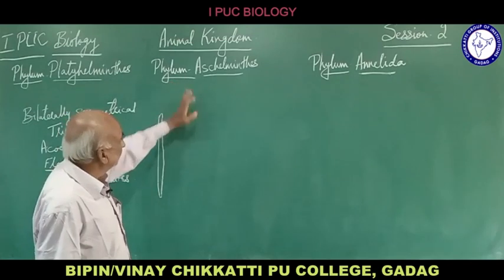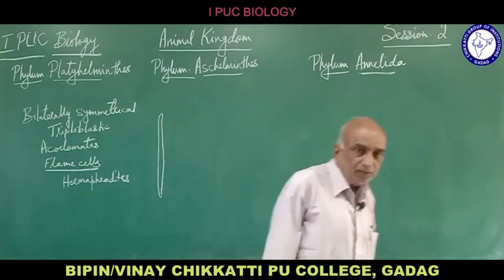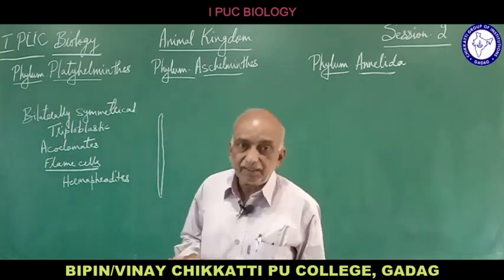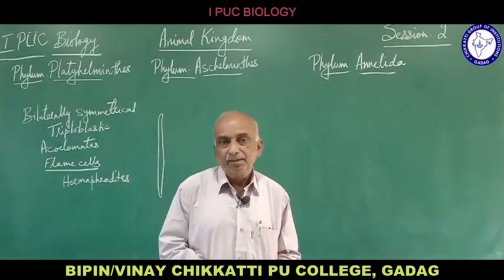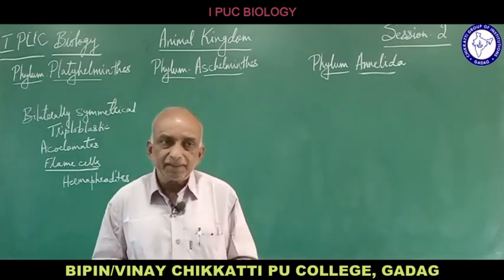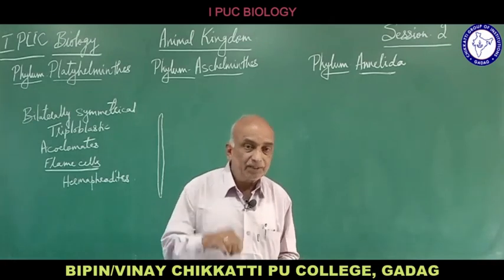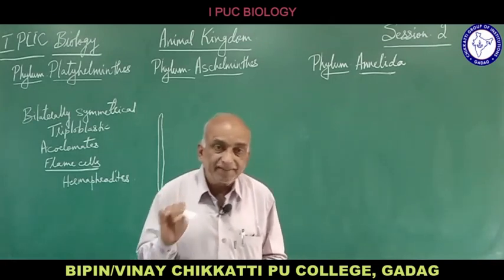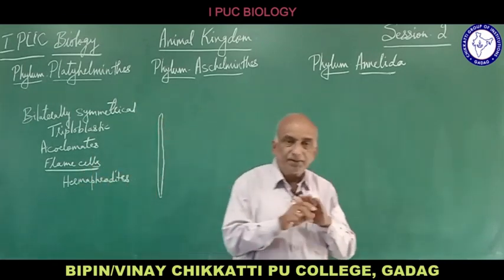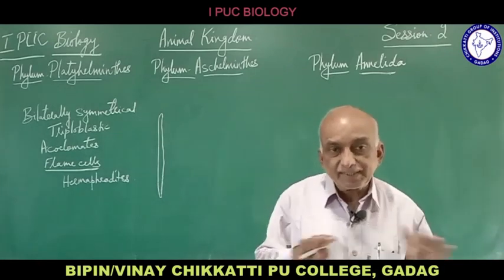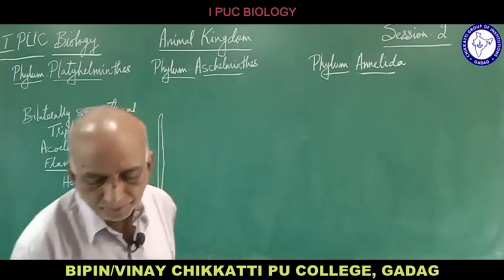Now in Aschelminthes, the body is covered by a thick cuticle which is well protected, and it is resistant to enzymes. Whenever the animal is living inside the host, for example, roundworm is a parasite of our small intestine, our body enzymes will not act on the body of the roundworm, because it has a thick cuticle which is resistant to the enzymes of the host body. That is the important character of this roundworm.